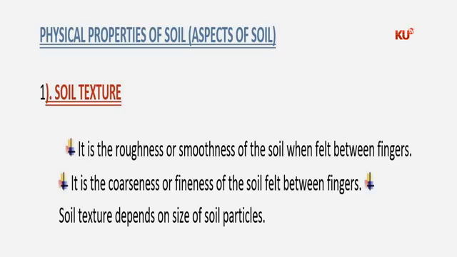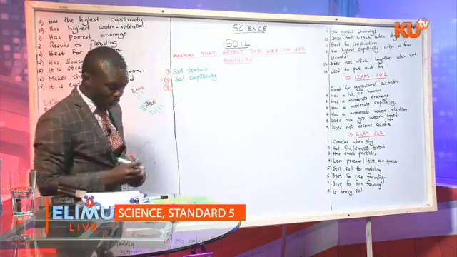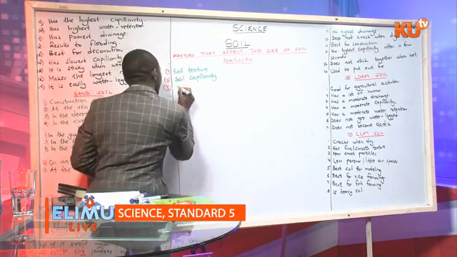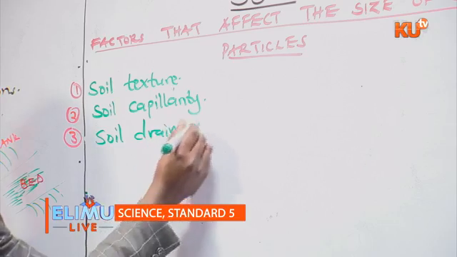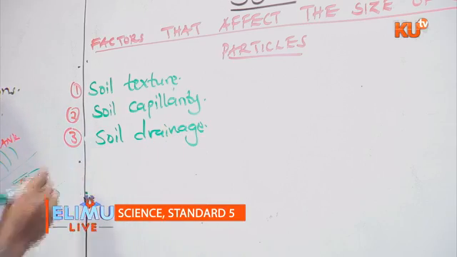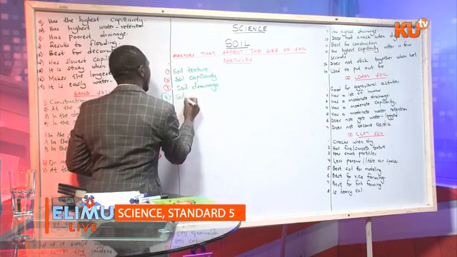Another factor that affects these soil particles, the size of soil particles, is what we call soil drainage. And then number four, another thing that affects is soil water retention.